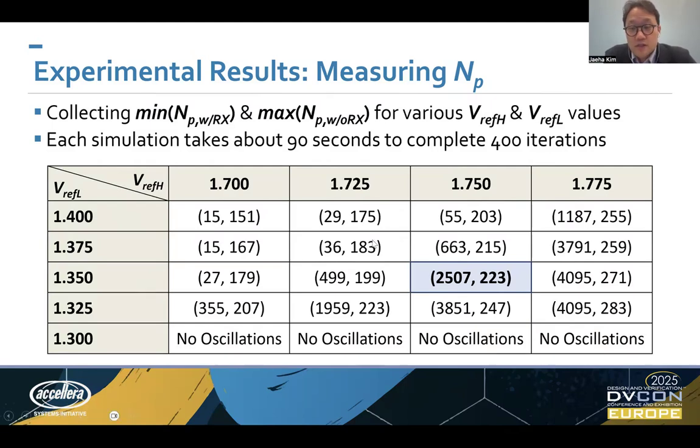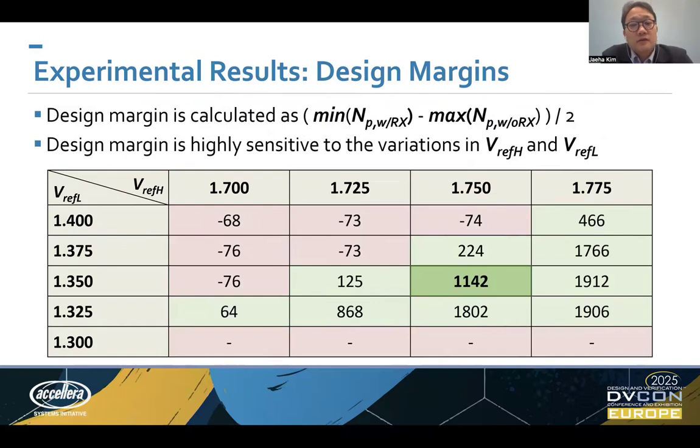What you notice is that in some cases, the circuit does work properly, producing the minimum NP larger than the maximum NP. But in some other cases, the circuit may not oscillate at all, not producing the NP. And in some other cases, we have the minimum NP with RX lower than the maximum NP without RX. In this case, we have an overlap between the two ranges, and we cannot distinguish these two cases reliably. To determine that, we computed the design margin. We calculate design margin as the difference between the minimum NP and the maximum NP divided by 2. This is the separation between the ideal threshold in the middle and either of the two ends, and a larger design margin is better.